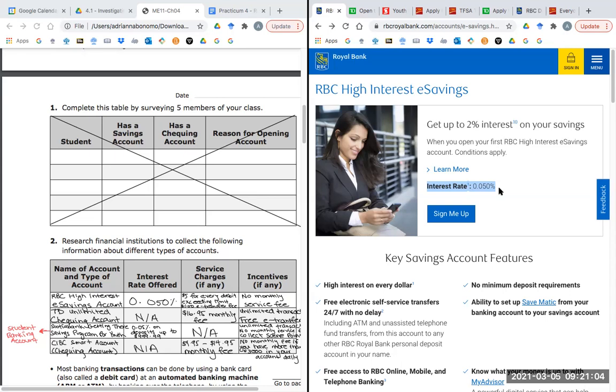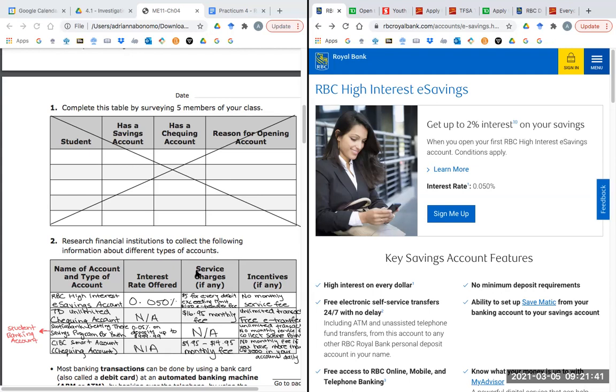Now, savings accounts also usually have interest on them, which means for every dollar you save, some percentage of it will be added on top to your amount. So in this case, the interest rate is 0.050%. That's very small. That's not even like 1 penny of extra money you make on top, but it's something. And if you save a lot of money over time, eventually your interest will collect too, and you'll get more money on top of the amount you've already put into your bank account.